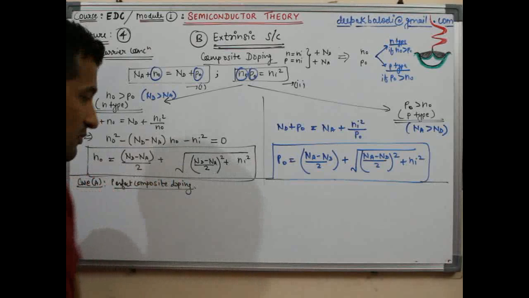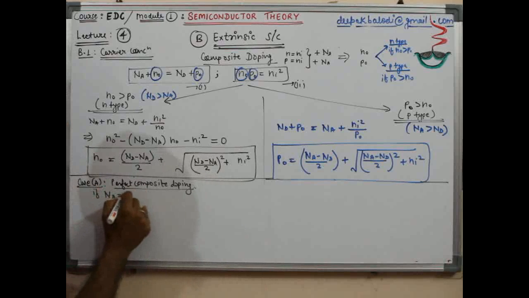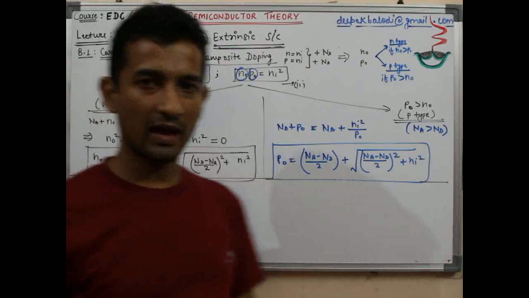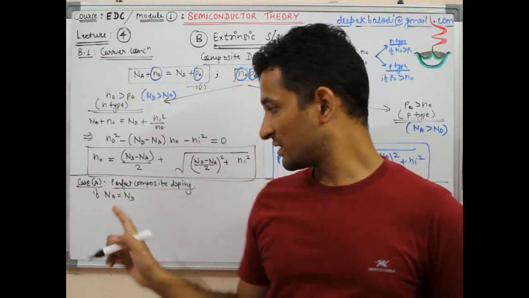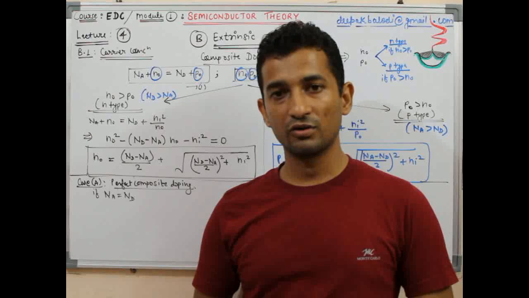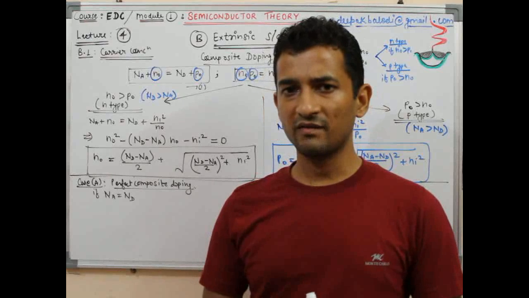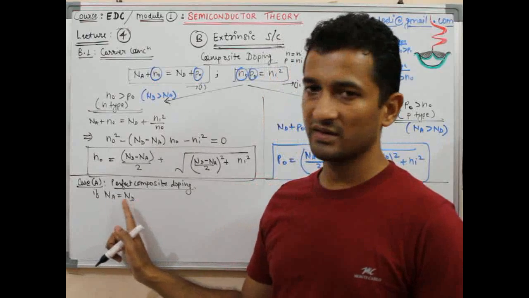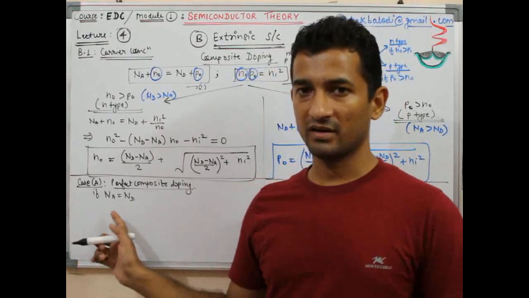If it is perfect compensation doping, that means Na is equal to Nd. How could it happen? It means you perfectly match them, because these figures are on the order of 10 to the power 14 or 10 to the power 15. We cannot be so precise. So even if there is a very, very small difference, we can approximately say that Na is equal to Nd. So this is a very, very rare case to happen.